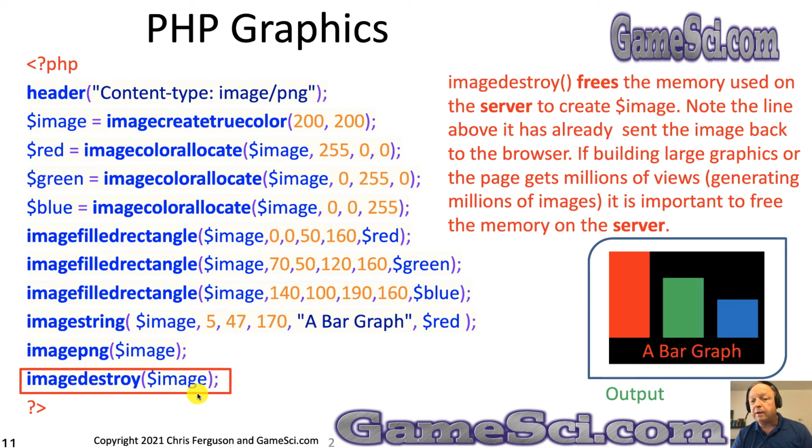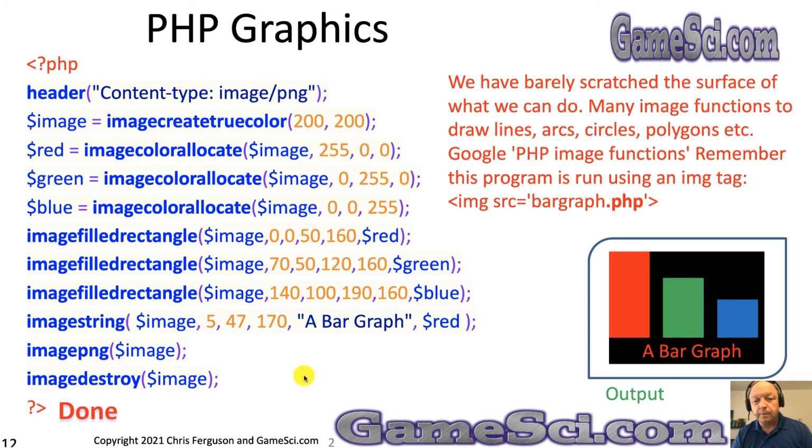Image destroy $image. Image destroy frees the memory used on the server to create $image. Note the line above it has already sent the image back to the browser for display. If you're building large graphics or a page gets millions of views generating millions of images, it is important to free the memory on the server. Servers don't have unlimited memory. This will free up all the extra memory that the server used to create the image. But you have to call it after you send the image back to the browser.